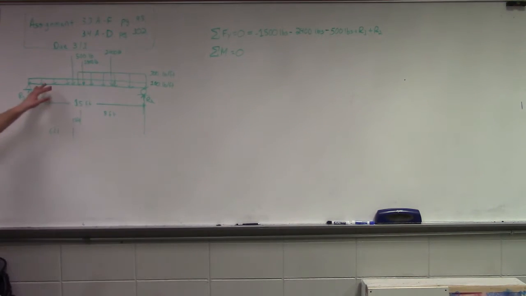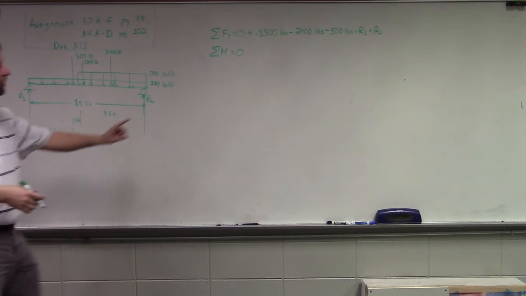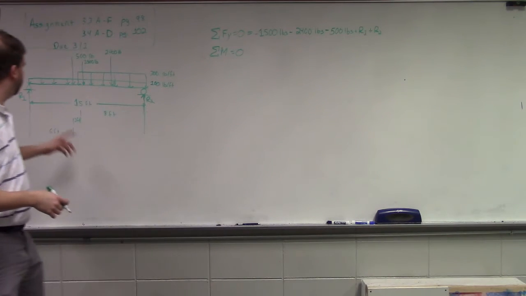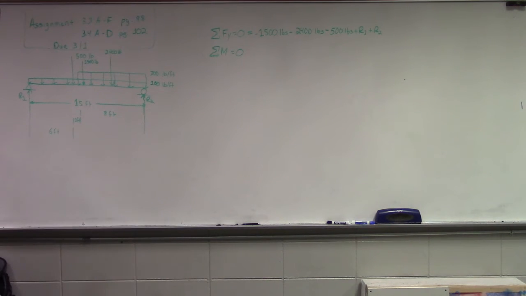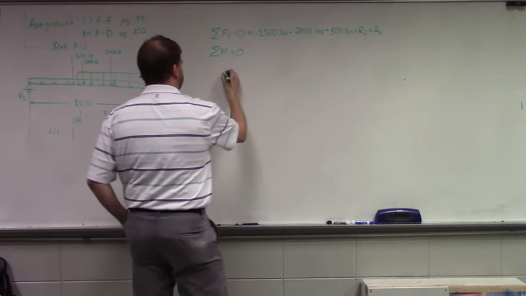For this beam to stay in place, we can't have any rotation of the beam. We have to have all our moments equal 0. So do you want to look about R1 or do you want to look about R2? Consistent. Look about R1. Okay?